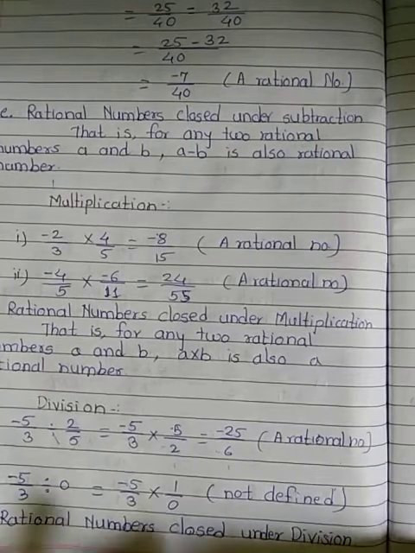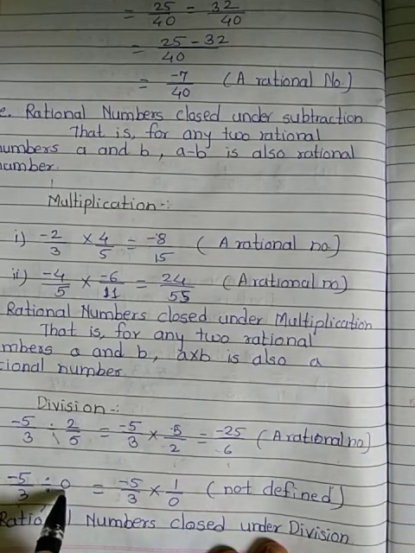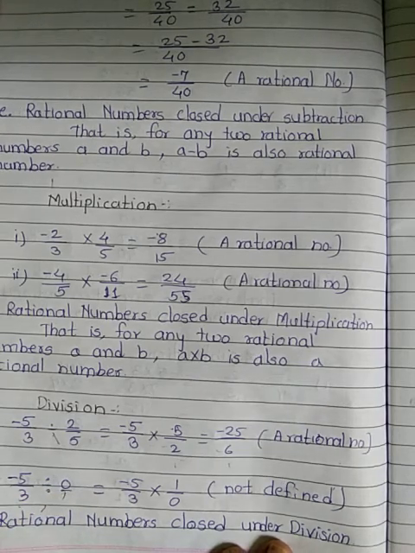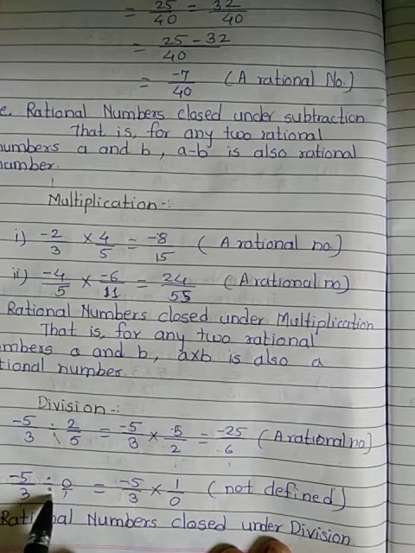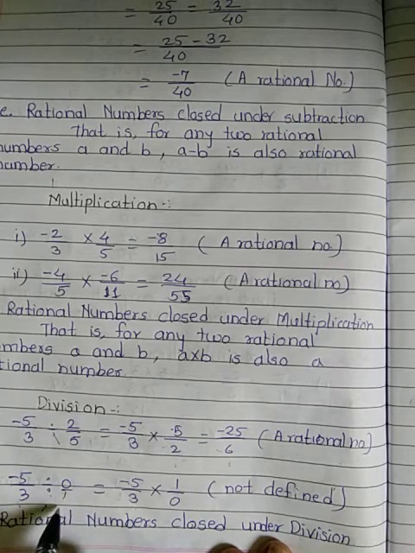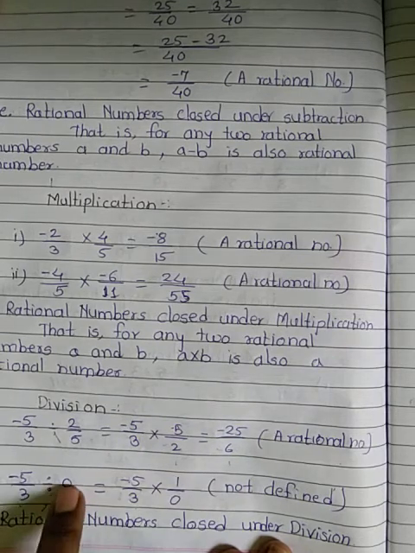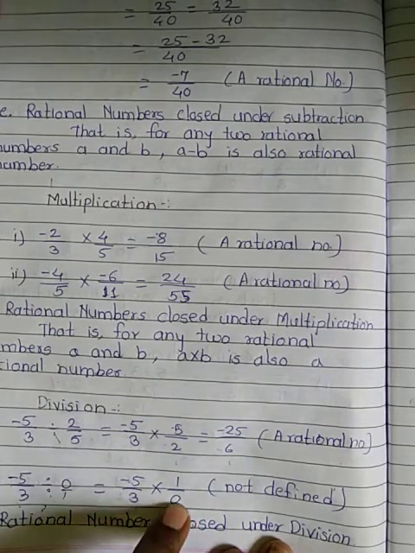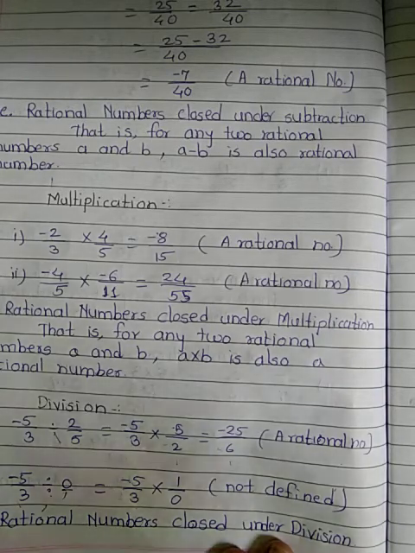But what about this thing? Suppose minus 5 by 3 divided by 0. Divided by 0 means here 1 will be there, 0 by 1. Correct. Now minus 5 by 3 and division is there, so we take the reciprocal and multiply. Now 1 will go to the numerator and 0 will come into the denominator, and whenever 0 is in a denominator, the answer cannot be defined, or the answer is undefined. So rational numbers are not closed under division.